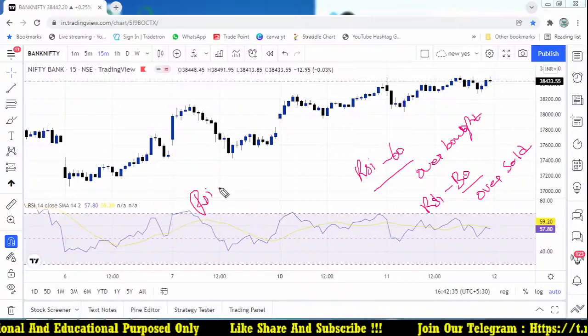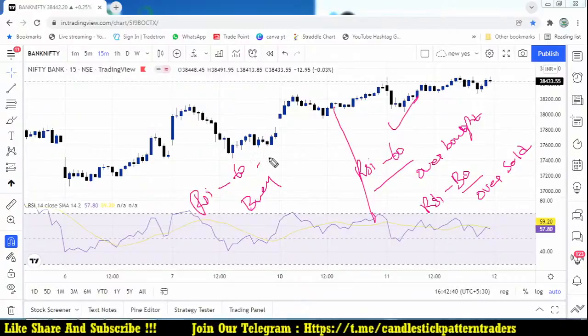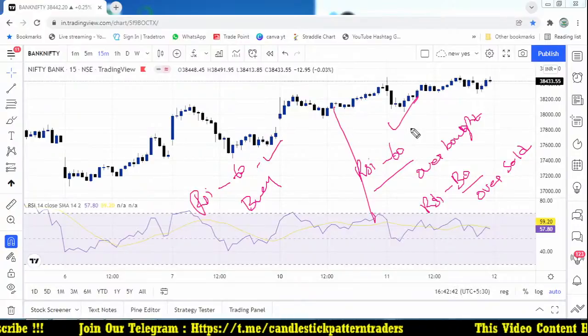Sometimes RSI crossed 60 and it's a bullish signal. But here it is a bearish signal. Here it is a bullish signal. Here it is a bearish signal. So which one am I going to focus on?